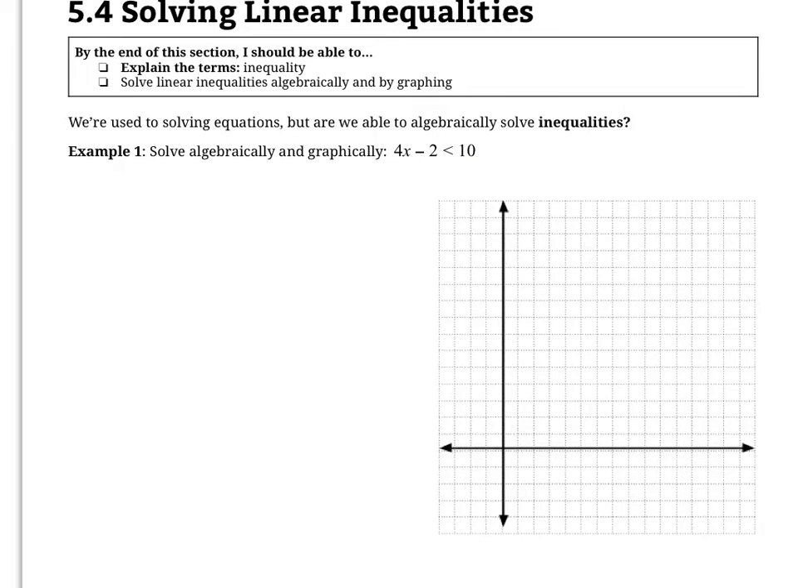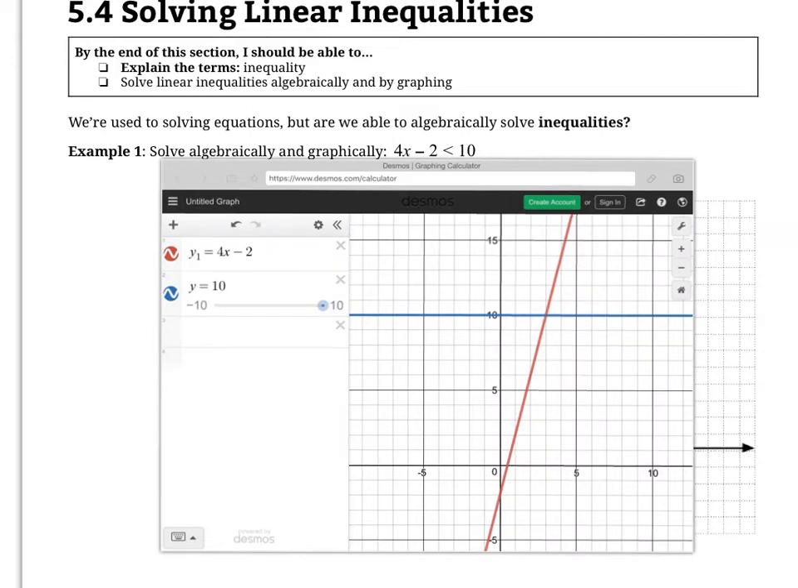So let's graph this using Desmos to help us better understand what this is asking. So here we have our two equations. Our first equation is y equals 4x minus 2. That's that line with the y-intercept of negative 2 and slope of 4. And then we have the line y equals 10. And remember what this inequality is asking us. When is this line going to be less than 10? So when is this red line here, when are its y values going to be less than 10?